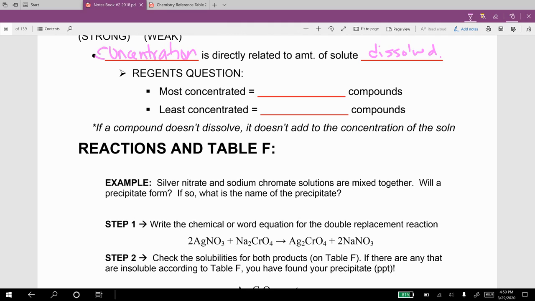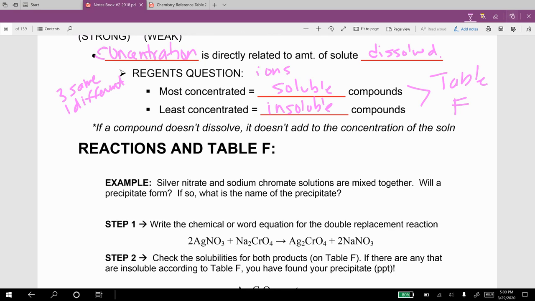So the most concentrated would be anything that is soluble, and this is going to go with Table F. It's always going to be a three-the-same, one-different, multiple choice type question. You'll have 3 soluble and 1 not soluble, so the answer is the one that's different. Or you'll have 3 not soluble and 1 soluble, and you choose the one that's different. The least concentrated would be insoluble, especially in terms of ions.